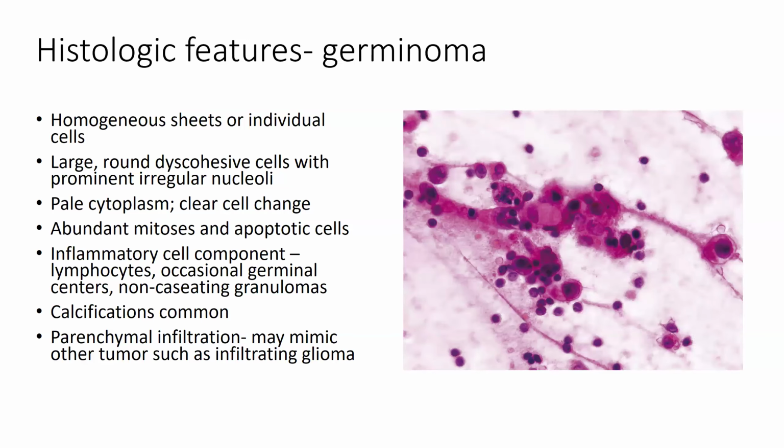There's a very characteristic appearance on a squash or smear preparation too, done intraoperatively. So you can make out those large discohesive cells. Mitotic figures are usually readily apparent even on a squash preparation. And then there are these background small lymphocytes that can be quite conspicuous or virtually absent.